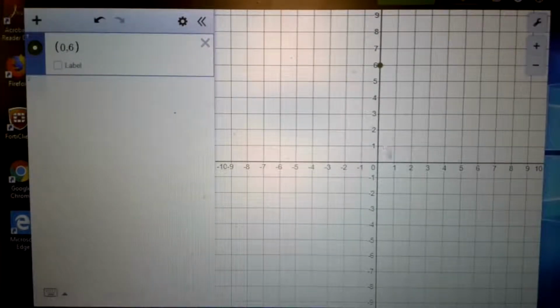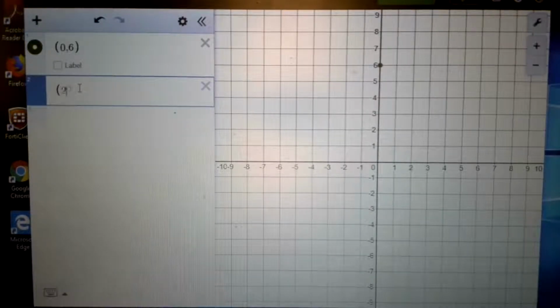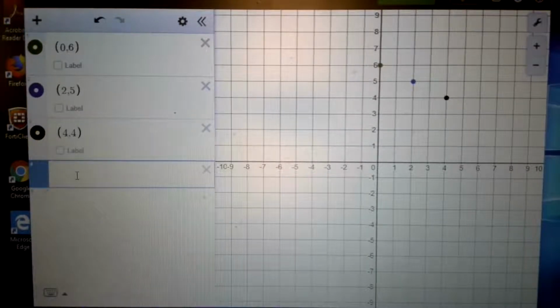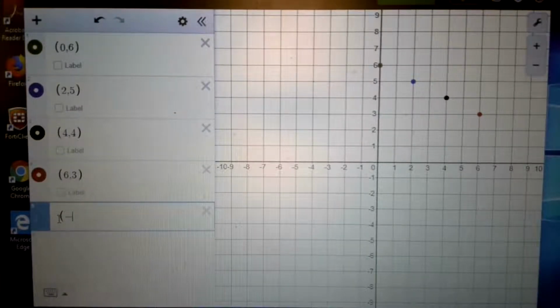So you'll notice 0 over, 6 up. Next one is 2, 5: 2 over, 5 up. Next up is 4, 4. So 4 over, 4 up. Next up is 6, 3. So 6 over, 3 up, and you can see they all look like they're lying on a straight line. These are all in quadrant 1. Then I have negative 2, 7, which is in quadrant 2.